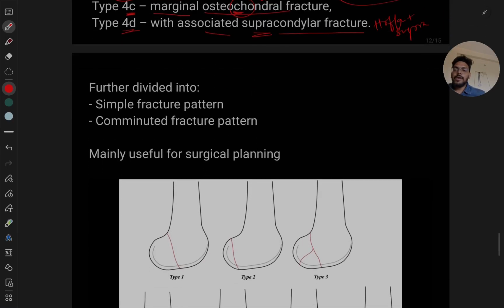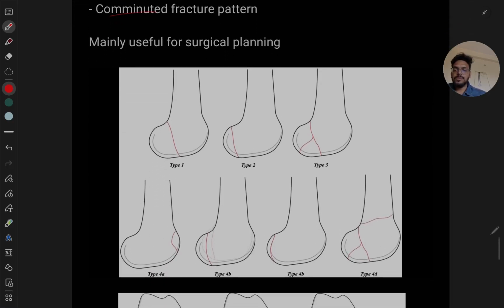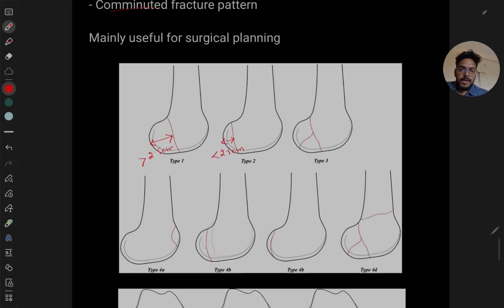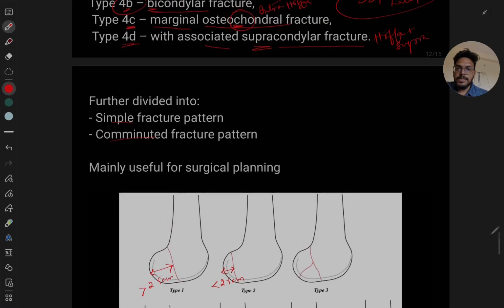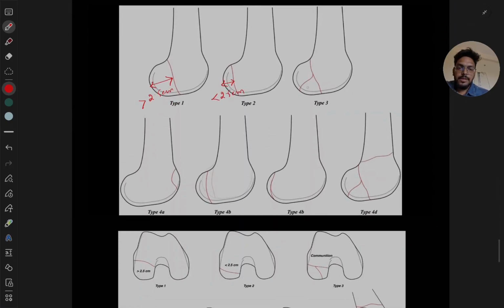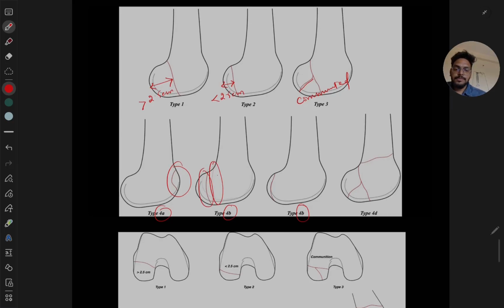So they have further divided it into simple fracture pattern and a comminuted fracture pattern. As you can see, type 1 is the fracture fragment more than 2.5 centimeter. In type 2, the fracture fragment is less than 2.5 centimeter. Type 3 is a fracture with comminution. So more than one fragment, it is comminuted, is type 3. 4A is anterior lip. 4B is both the condyles. Both the condyles are fractured.